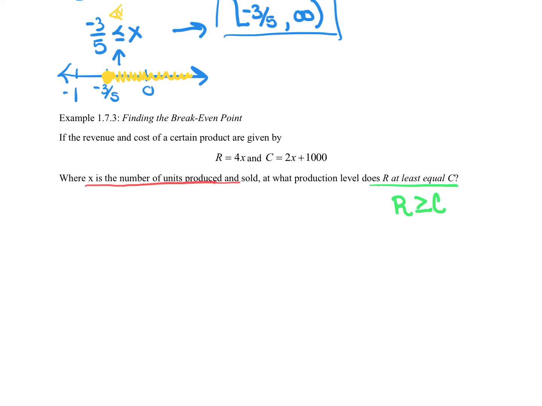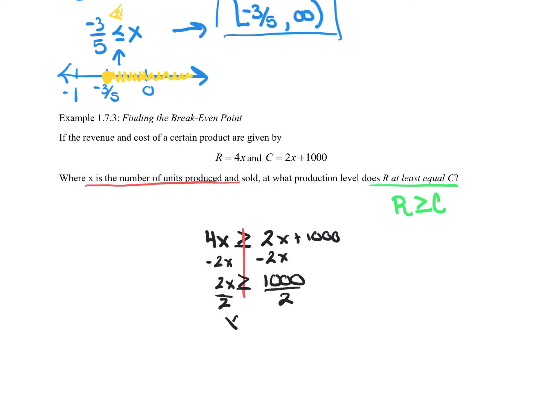So let's set this up. If R is going to be greater than or equal to C, then 4x has to be greater than or equal to C, which is 2x plus 1,000. Can put that red line down the middle. Gonna minus the 2x over. So 2x is greater than or equal to 1,000. Divide by 2. Divide by 2. X is greater than or equal to 500.